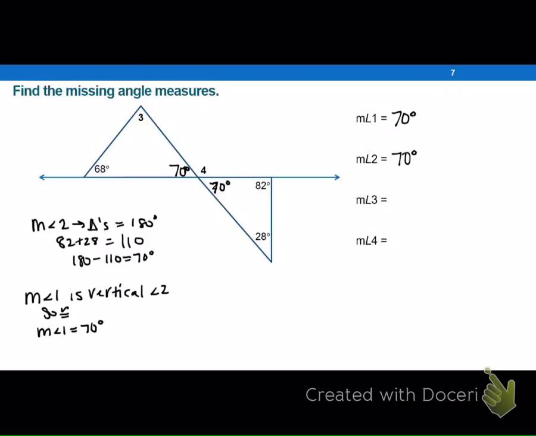Angle 3. How are you going to find that, Carmichael? 68 plus 70. Okay, so 68 plus 70 is 138. And then what, Carmichael? 180 minus 138. Which is 42, I believe.